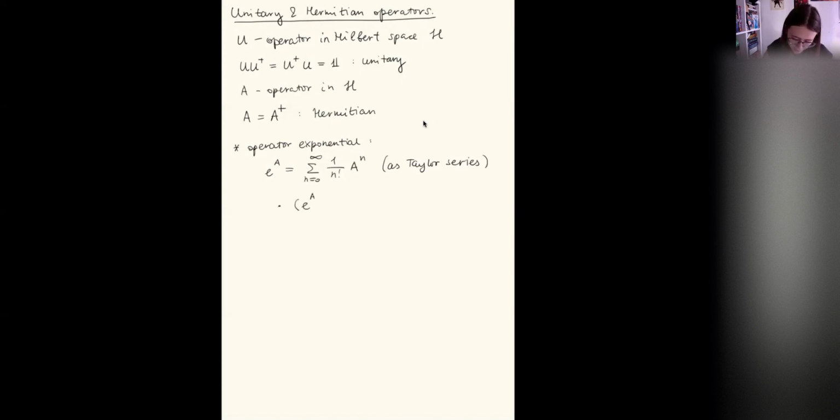So first, if we take its conjugate transpose, then writing out the exponential in this series form, we can show that it is just the exponential of the conjugate transpose of A. And the second, more interesting property is that if we take the exponential of the sum of two operators, A and B, then if A and B commute, we can just write it as the exponential of A times the exponential of B.